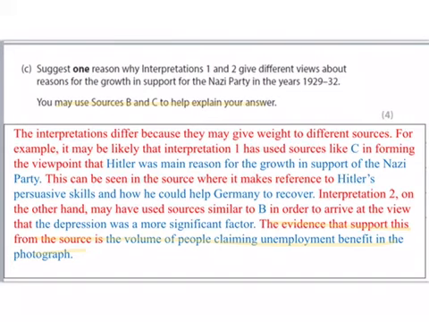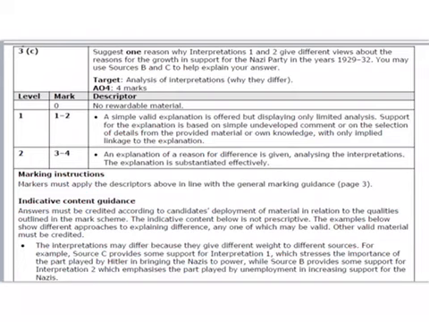And then it's likely that interpretation 1 has used sources like, and then you've developed it, whereas on the other hand, interpretation 2 may have used sources similar to, and then you back that point up. Done with this model response here is that I've analysed the difference, I've developed it and explained it with details from the sources. Just to show you the mark scheme for this particular question then, so what we're looking for is an explanation of a reason for difference, analysing the interpretations and substantiating that effectively. And that is how you get 4 out of 4 on that question.